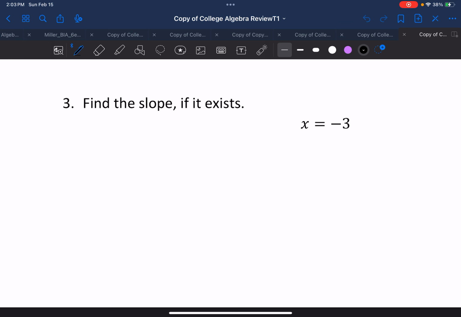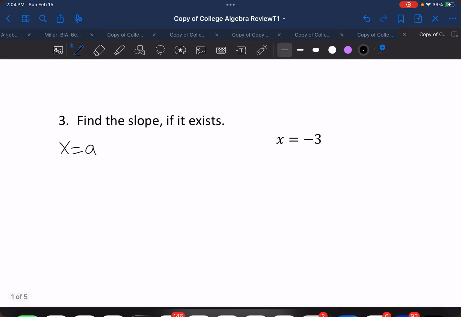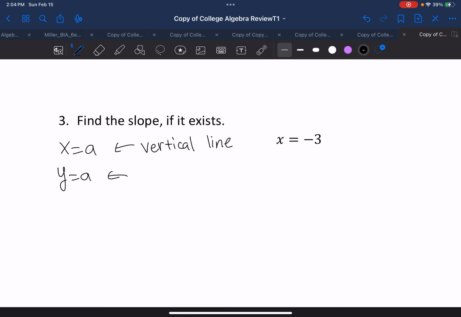So this third question says, find the slope if it exists. So we need to remember what kind of line this is. And these are notes you can have on your flashcard. If you remember, x equals some number, and I'll write a, any number. This is a vertical line. And y equals some number, this is a horizontal line. So we need to remember that.